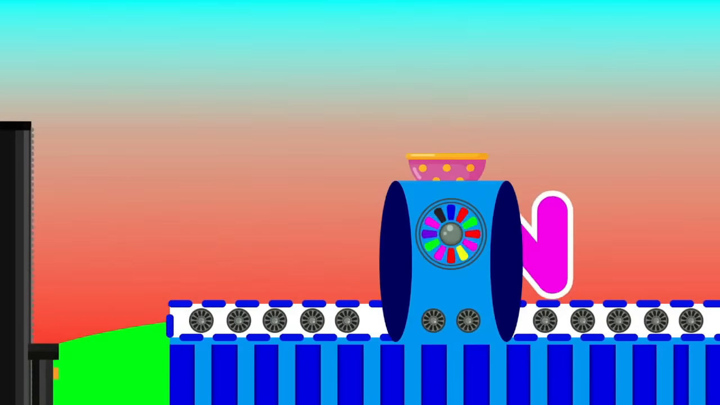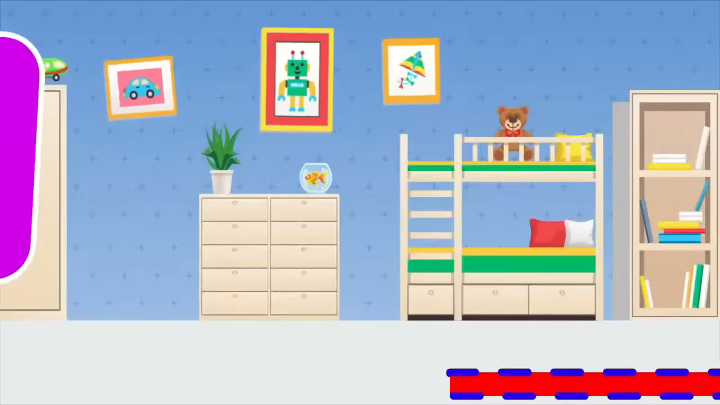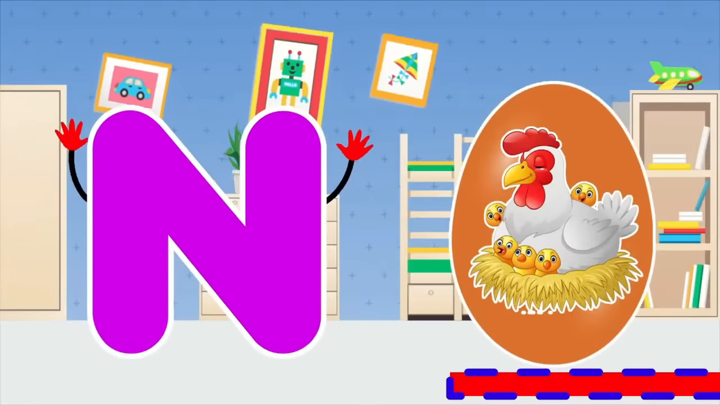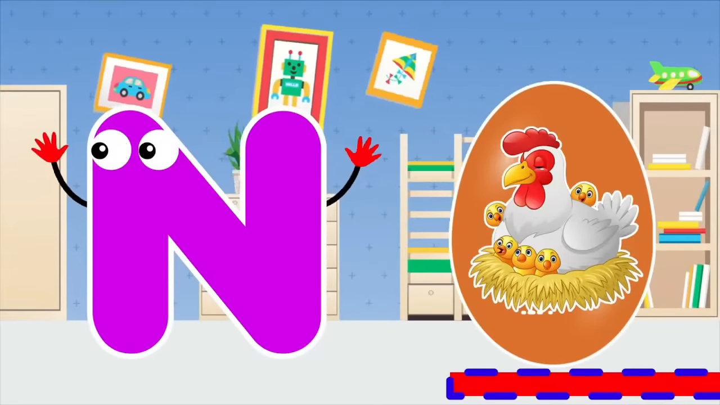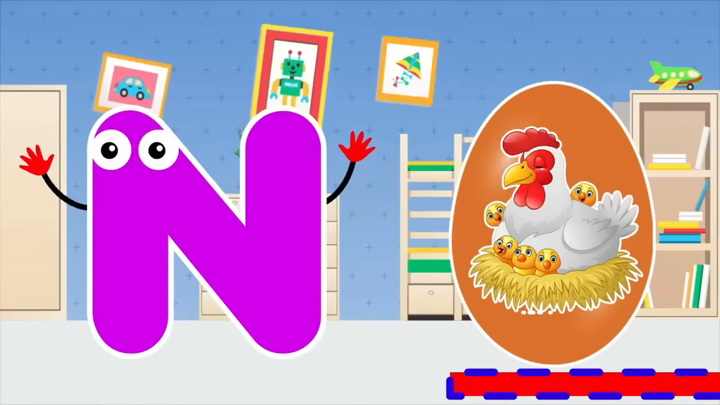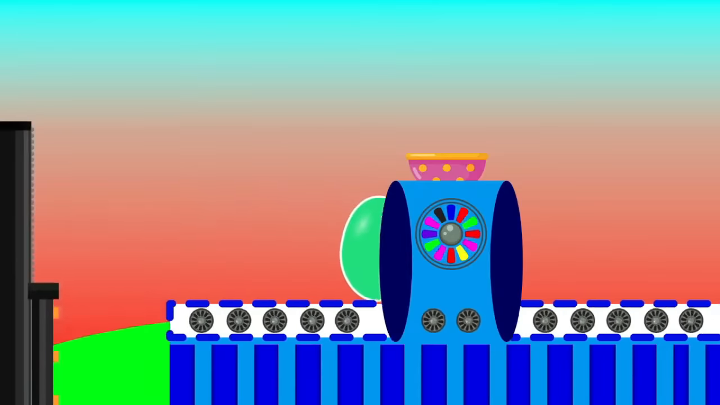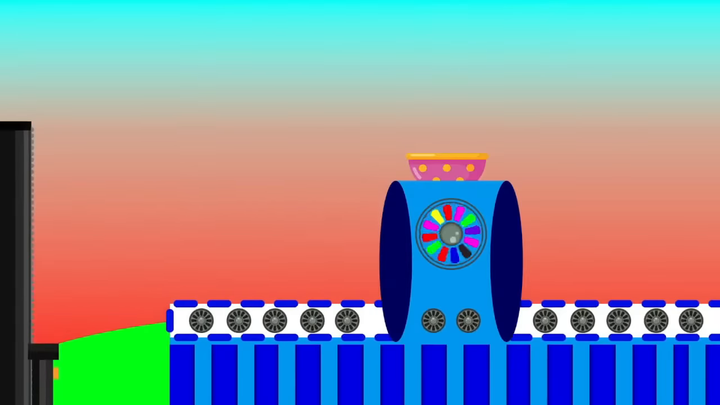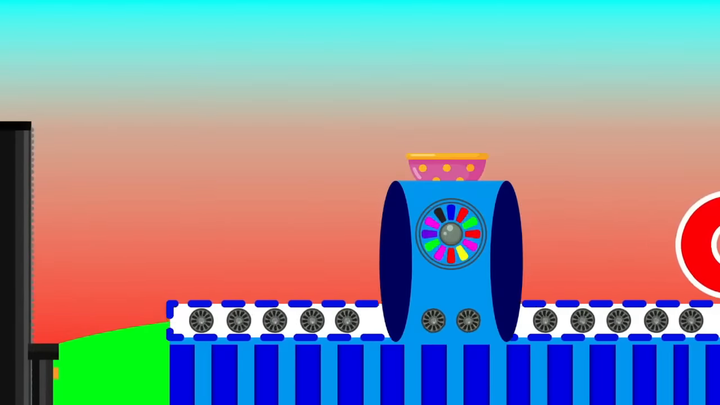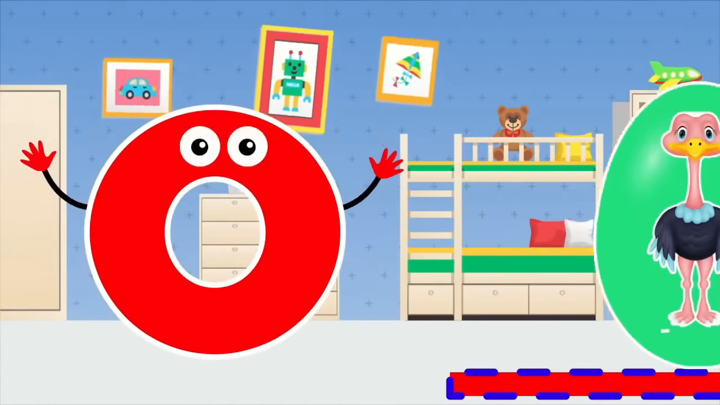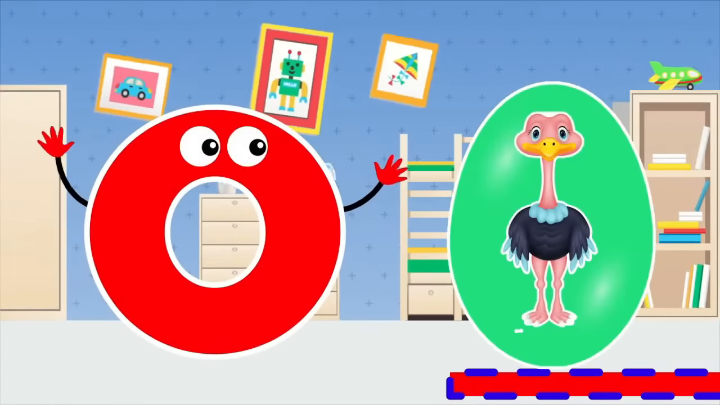Here is an alphabet N. N is for nest. Chip, chip, chip. Here is an alphabet O. O is for ostrich.